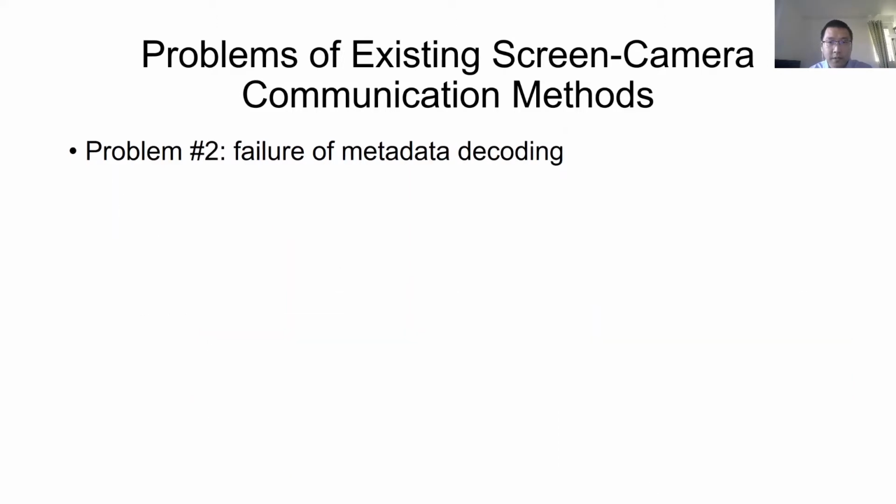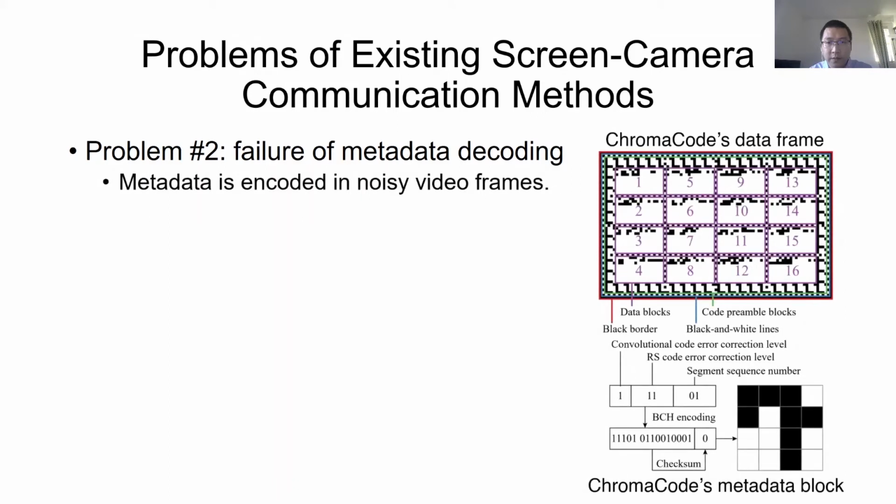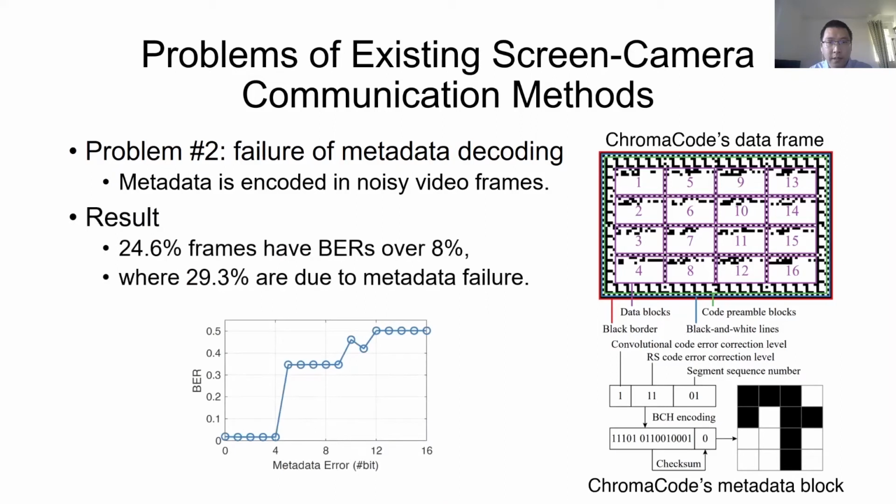The second problem is the failure of metadata decoding. Existing works, including ChromaCode, embed metadata together with data in video frames. However, the screen camera channel is known to be very noisy. As a result, the metadata may not be correctly decoded, and the whole data frame is thus ruined. We ran experiments with ChromaCode and found that 24.6% of frames have bit error rates over 8%, where 29.3% are due to metadata decoding failure.